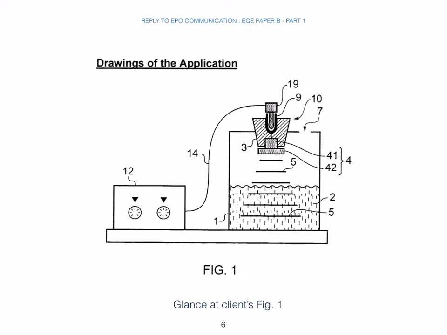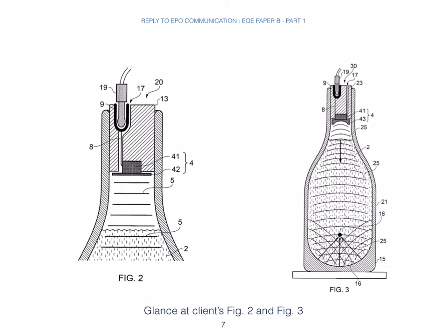Next, we go to figure 2 and figure 3. Figure 2 shows a bottleneck with a device 42 for sending waves into a liquid 2. Figure 3 shows a complete bottle with a shaped bottom inside that reflects the waves. So much for the client's drawings. We don't have to dwell on them any longer at this stage.